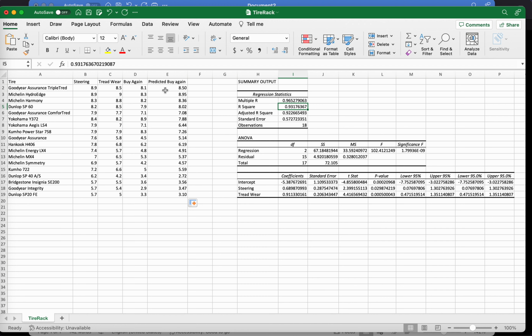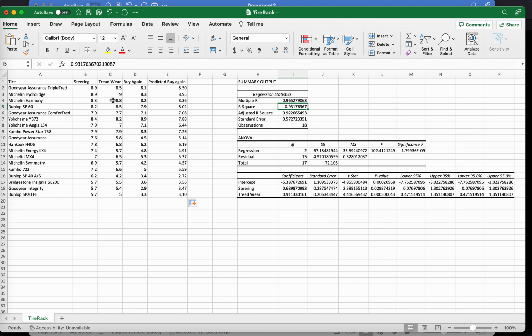What it means is that you have variation in buy again. The values of buy again are different for different tires. Similarly, the values of steering and tread wear are also different for all the different tires. You're saying that 93% of the variation in buy again is captured by knowing the values of these two variables, steering and tread wear. So for a particular tire, if I know the value of steering and tread wear, I can predict the value of buy again, and that prediction captures 93% of the variation.